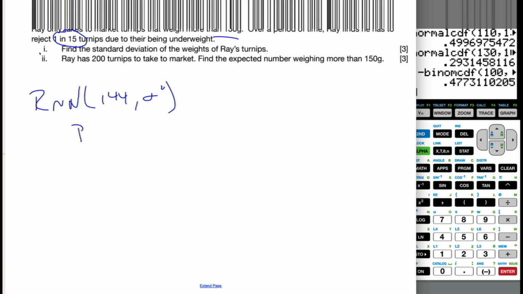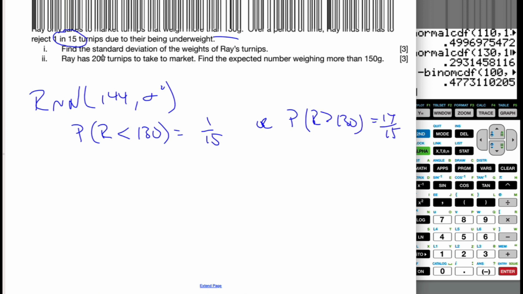So what that means is the probability that Ray's is less than 130 is equal to 1 over 15. Or I could also say the probability that Ray's is bigger than 130 is equal to 14 out of 15. Either one is saying the same thing. And so I need to find the standard deviation.